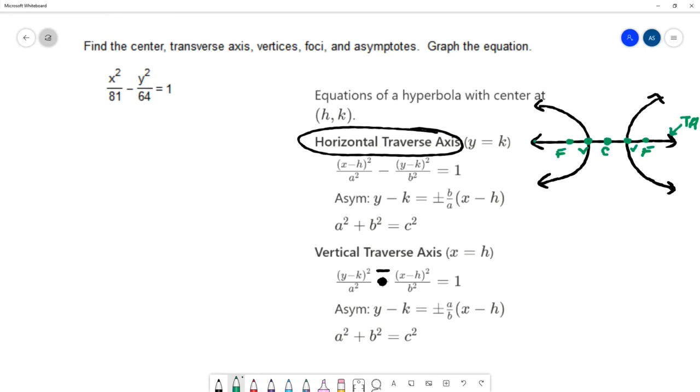Now at this point I can already tell what the center is. The center is going to be (h, k), and in my equation I don't have anything added or subtracted, so I can tell that the center is going to be at the origin (0, 0).